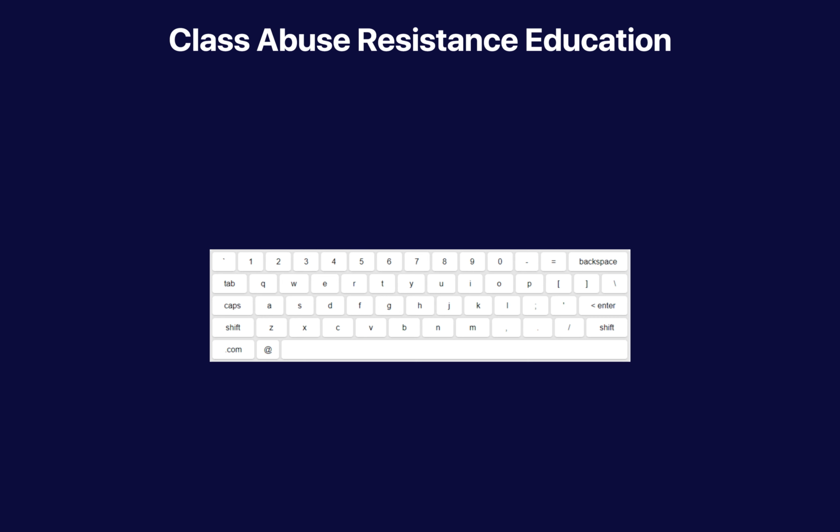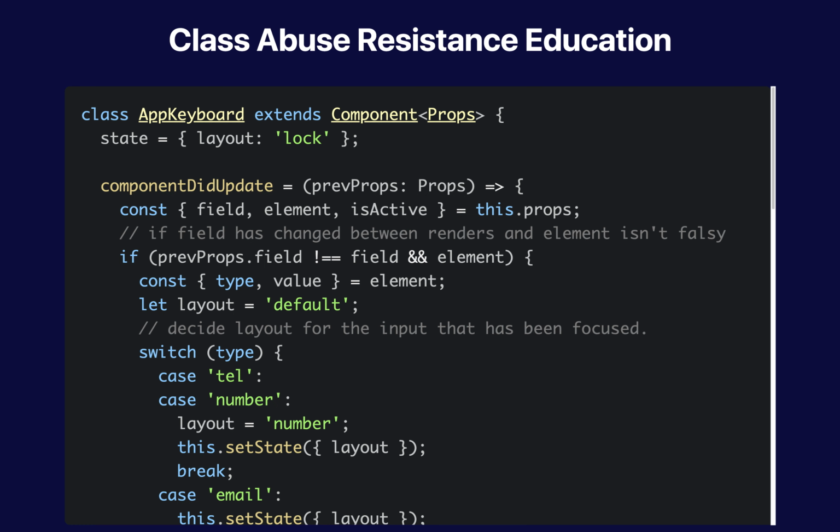And so here is the extremely abridged version of how this keyboard was implemented in a class. So we're going to take it from the top, and straight up we've got props that are defined because this was wrapped in a higher order component, so we needed to define the props interface. We had state with a default layout of lock, so it was defaulting to uppercase.